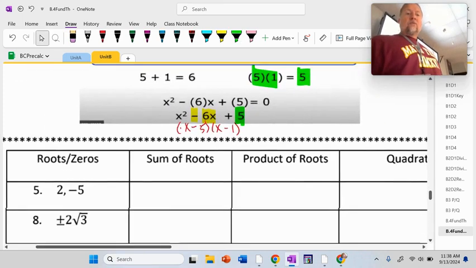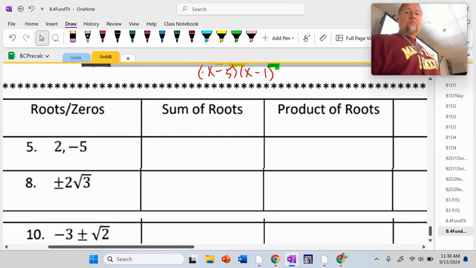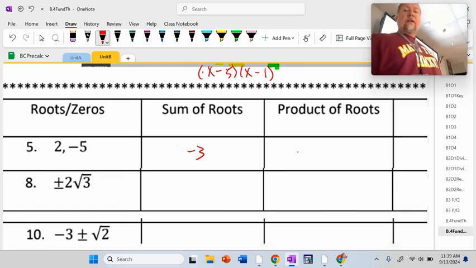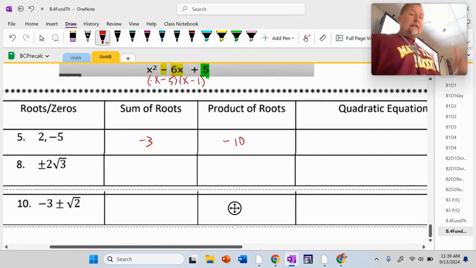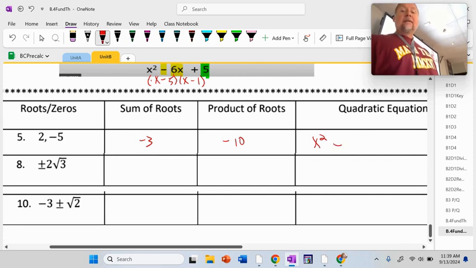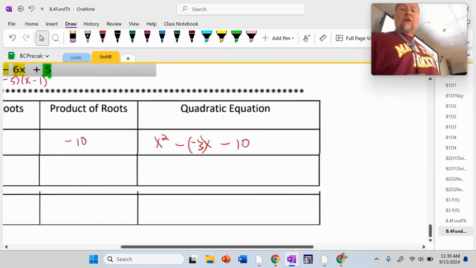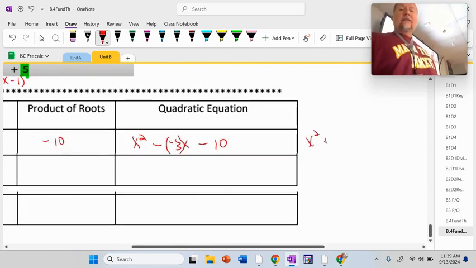Here's one of them. Well, here's 2 and negative 5. The sum of those is negative 3. The product of that is negative 10. So the quadratic that comes from these zeros must be x squared minus negative 3x minus 10. So that's plus 3x minus 10. So it's minus the sum of the zeros for the middle term. So, of course, this becomes x squared plus 3x minus 10.